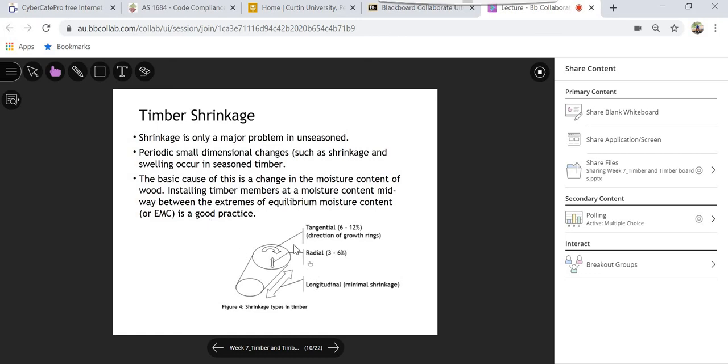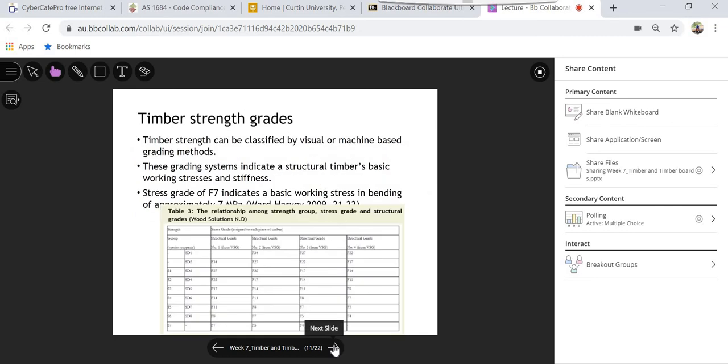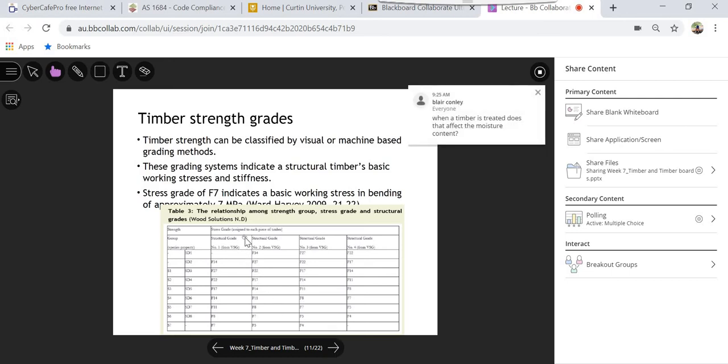When we talk about shrinkage in timber, we talk about three different shrinkage values: longitudinal, which is along the longitudinal axis or length, then the radial direction, as well as the tangential. Tangential means the perimeter. The minimal shrinkage is always longitudinal, while the tangential is usually the highest shrinkage.